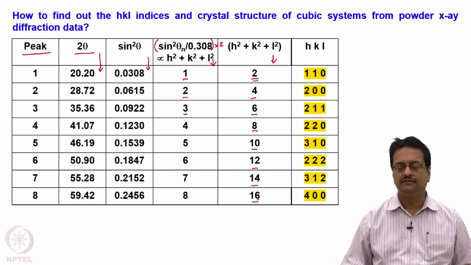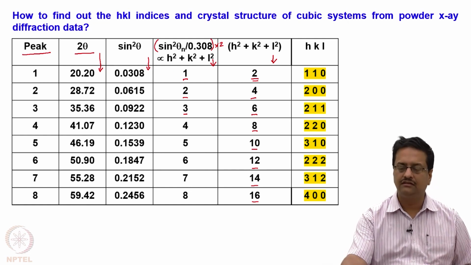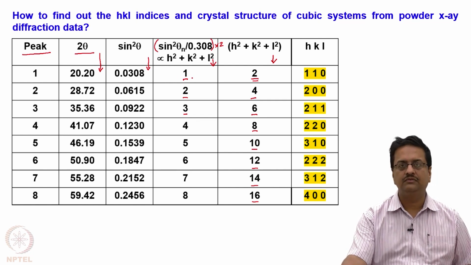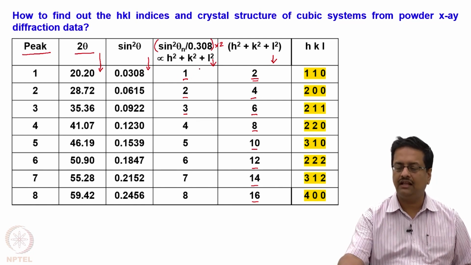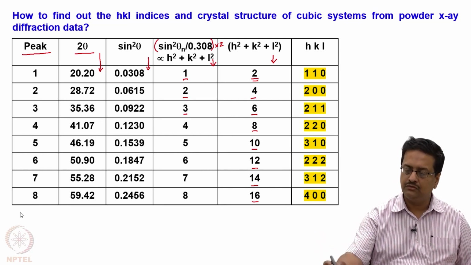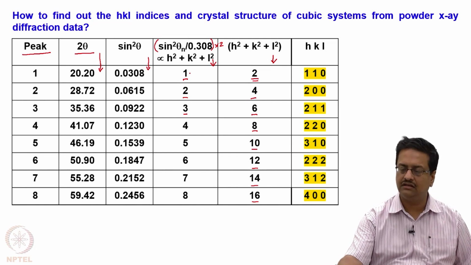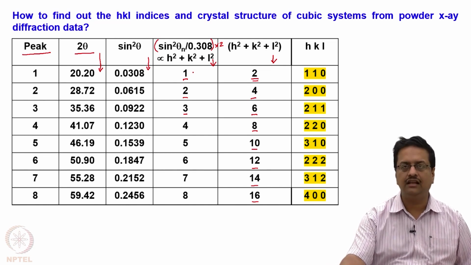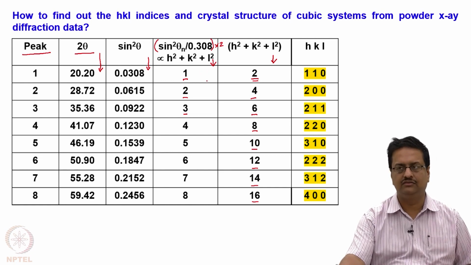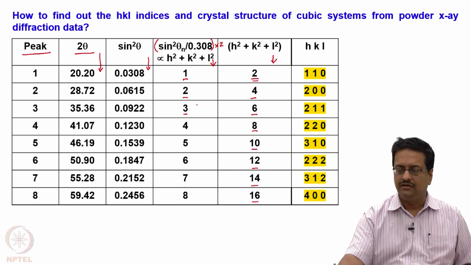Why did we do that? Because we see that if h square plus k square plus l square is 1, we are not able to write unique values for H, K and L for all these numbers. Why are we multiplying it by 2? Because when we try to understand, if h square plus k square plus l square is equal to 1, what are the possible values of H, K and L? It can be 1, 0, 0, 0, 1, 0, 0, 0, 1. When it is 2, it can be 1, 1, 0, 0, 1, 1, 1, 0, 1. In case of 3, it can be 1, 1 and 1.